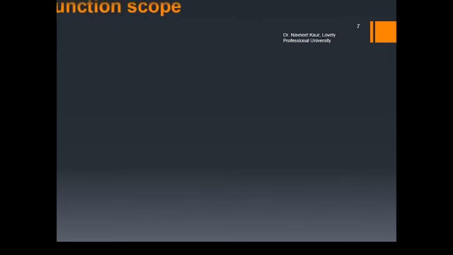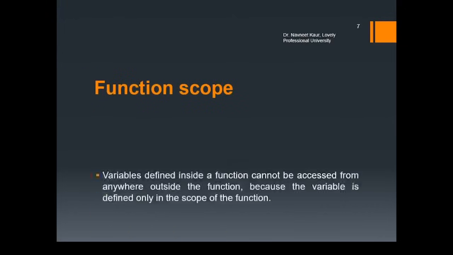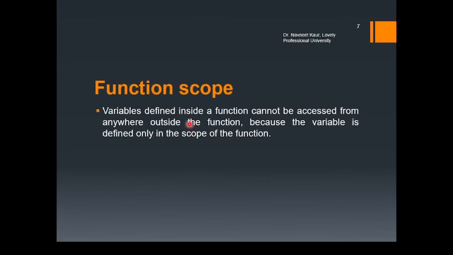Next we have function scope. Variables defined inside a function cannot be accessed from anywhere outside the function, because the variable is defined only in the scope of that function. Let's try this function scope with a few examples in order to understand it in a better way.